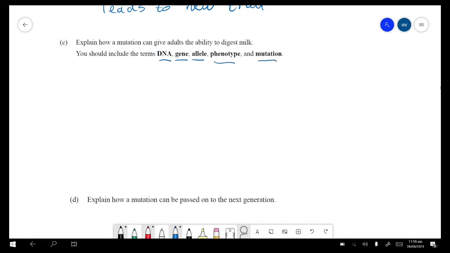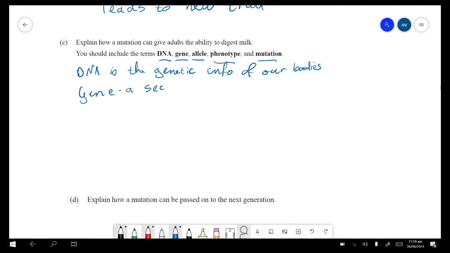Now, we've just given the definition of mutation upstairs, but in biology, when we answer any questions, we give the definition first, or as we start talking about it. So if you look at this, the first thing they want us to talk about is DNA. DNA is the genetic info of our bodies, and a gene is a section of DNA that codes for a specific trait or protein.